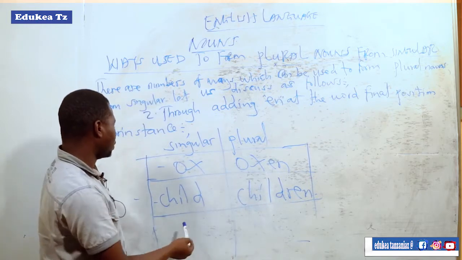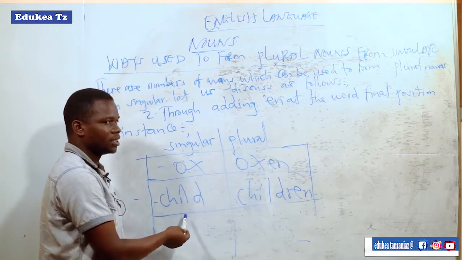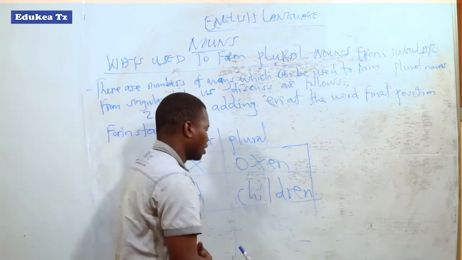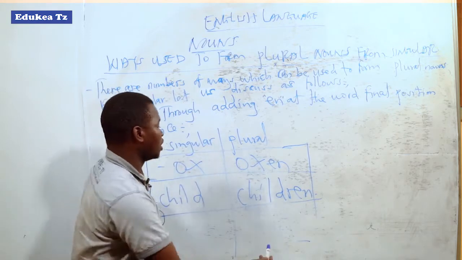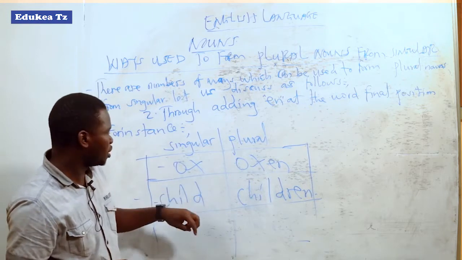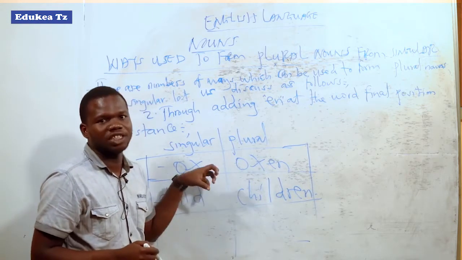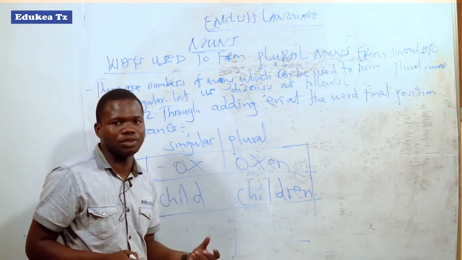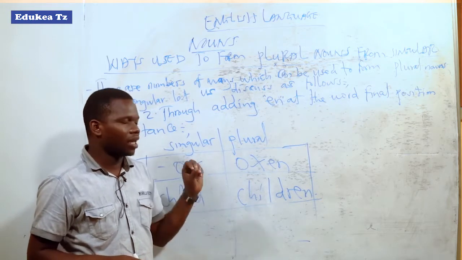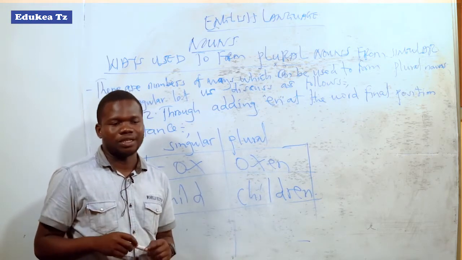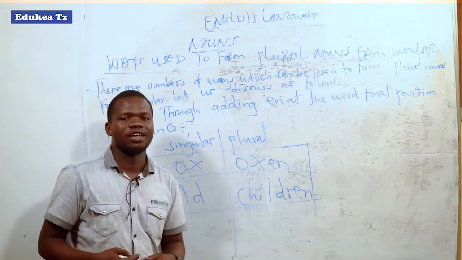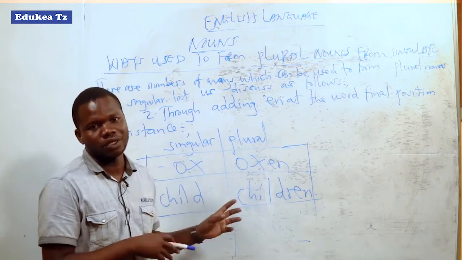Again, we have the example child. So this child is one, it is in a singular form. Now once we add en to this word, we get children. So this en marks plurality. There are not only these two words which we have mentioned here, but these are just examples. We have a lot of words which are marked with en as plurality. That means once we add en to them, we change from singular to plural.